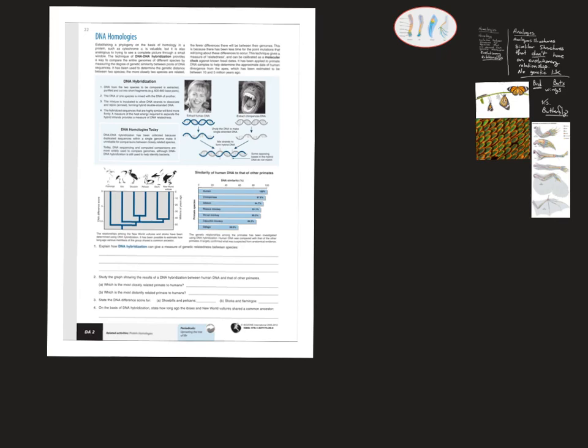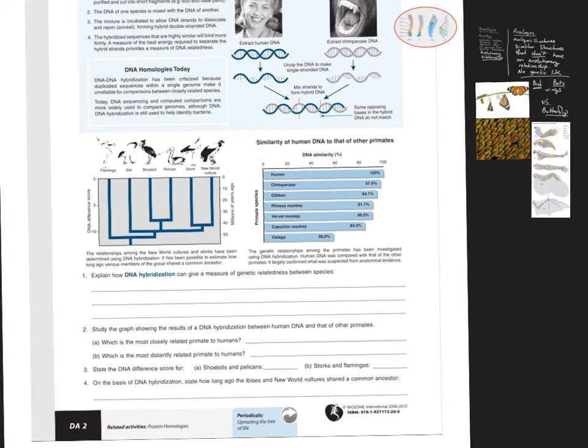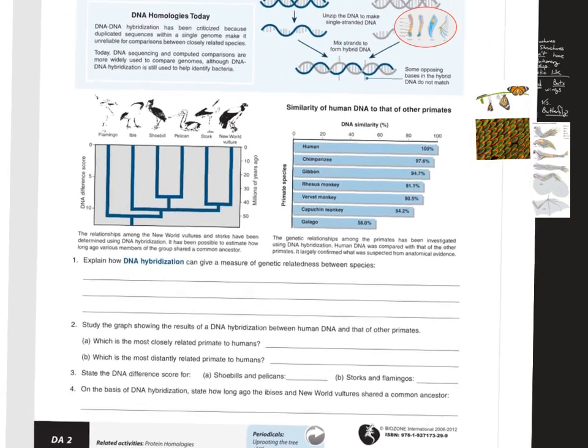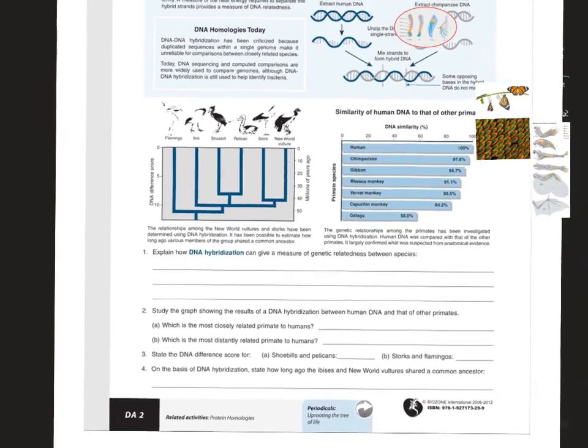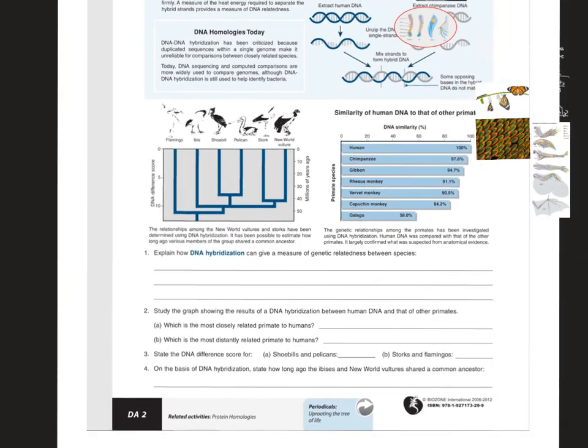And we could put these on a chart. We call this a cladistic chart, right? We call this cladistics, where we start to define evolutionary relationships. We could take a look at birds. We can look at a shoebill, a pelican, a stork, a New World vulture, an ibis, and a flamingo. And we can compare their structures.